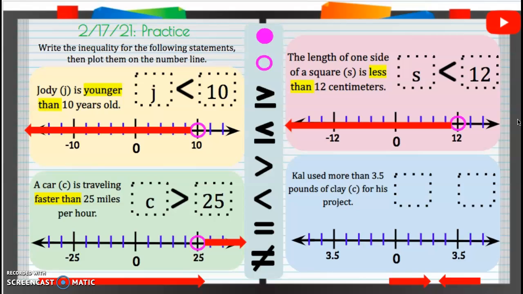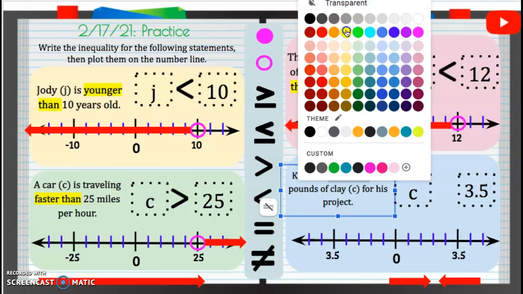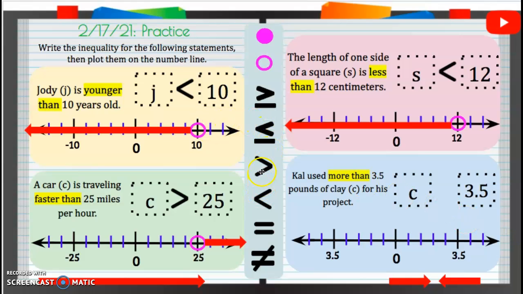Let's take a look at the last but not least. Cal used more than 3.5 pounds of clay, C, for his project. So we have clay, we have 3.5 pounds. I'll put that a little bit smaller. So he used more than that, more than 3.5 pounds. So if he used more than 3.5 pounds, that means his clay is going to be bigger than 3.5. We are going to again have that open circle on 3.5, and it's going to be anything bigger. So we are going to take that arrow that goes to the right, any number that is bigger than that.